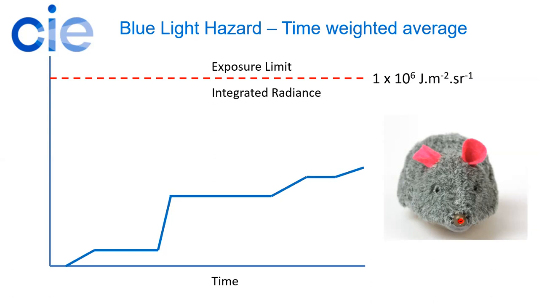The other thing to take into account is that we are not mice, our eyes are different. And also, if you do work on cells, the cells don't have the repair mechanisms that our eyes do. So we're fairly confident that the limit is okay, and that nothing is showing us that we should bring that limit down. That may change, obviously, we can never say never, but at the moment, there's nothing to say that this is wrong.